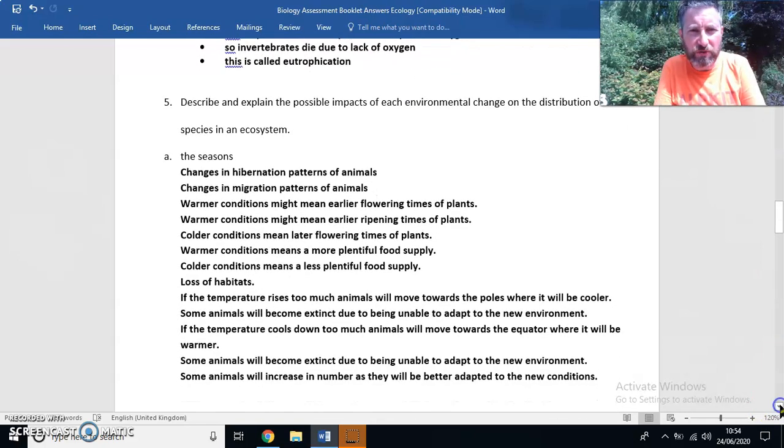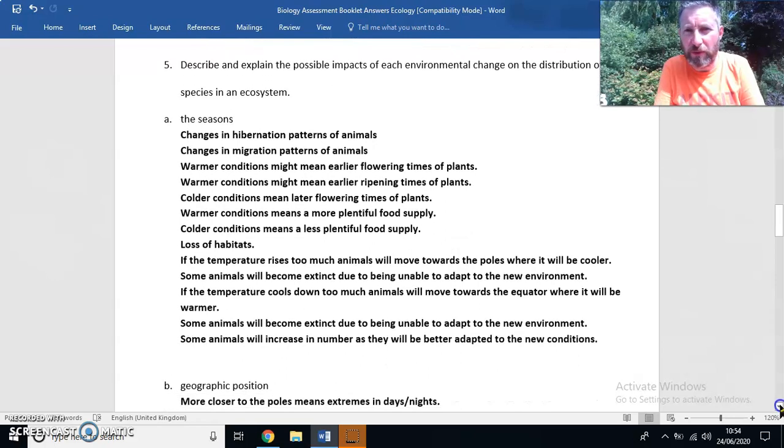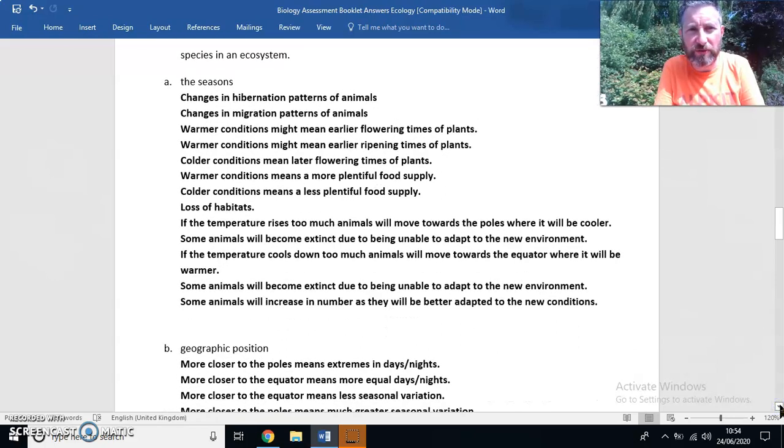Describe and explain the possible impact of each environmental change on the distribution of species in an ecosystem. So, how are the seasons going to change the distribution of organisms in an ecosystem? Well, what do the seasons do? You've got the trees. They obviously lose their leaves in winter. That's going to reduce the number of habitats and the amount of food for various animals.